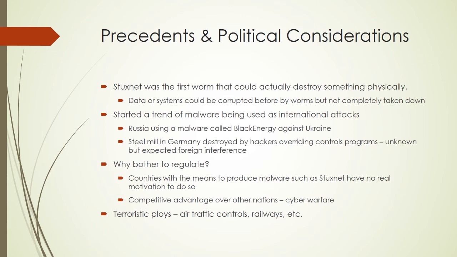Russia used a malware called Black Energy against Ukraine. This actually put hundreds of thousands of Ukrainians without power in the middle of winter. There was a steel mill in Germany destroyed by hackers overriding control panels. It's unknown which country pulled this off, but there's an expected foreign interference.